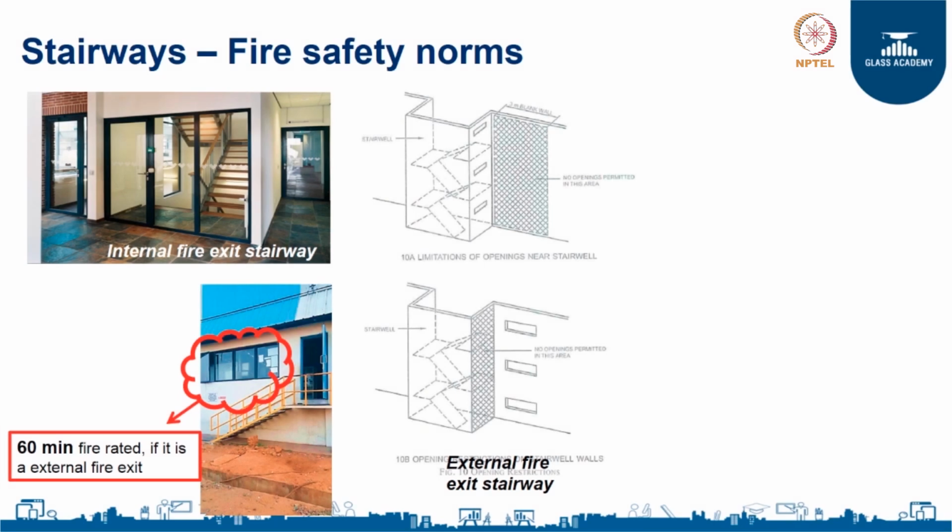Here are some examples of stairways where you can use a fire resistant glass. You see an internal fire exit stairway. If you do not use a fire resistant glass or a fire resistant system in these areas, there is a possibility that the fire can get into the path of egress or the exit stairway through which people are evacuating. As a result, it can bring people into the path of danger during a fire.